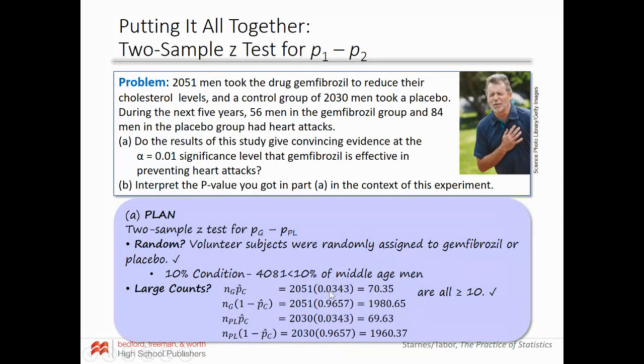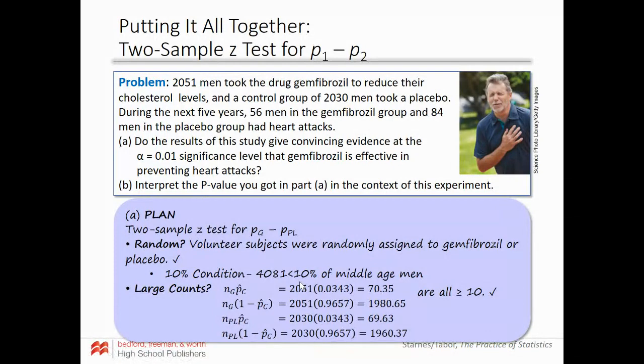And so since they're all larger than 10, our conditions are going to be met there. Also remember that if you're sampling without replacement, I just put this in as a reminder: don't forget about your 10% condition, that the total number of people sampled in this experiment is going to be less than the middle-aged men.